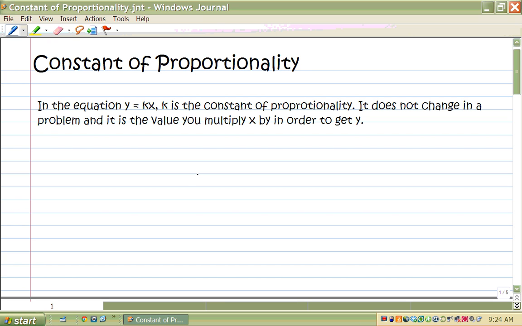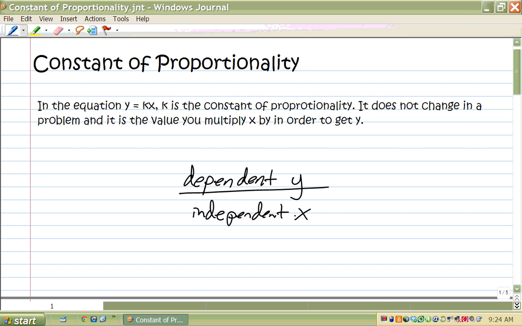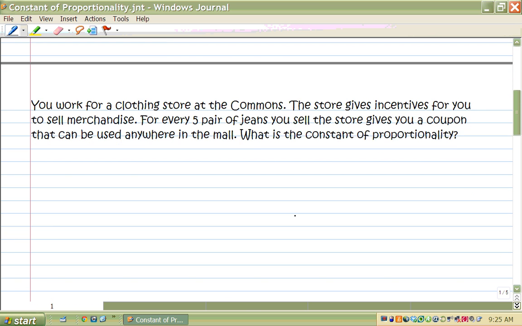You want your dependent variable, which is your y, to be on top, and your independent, which is your x, on the bottom. So we're going to do our y divided by our x, or our dependent divided by our independent. So the best way to explain this dependent and independent is with some samples. So let's do a sample. All right, my first sample.